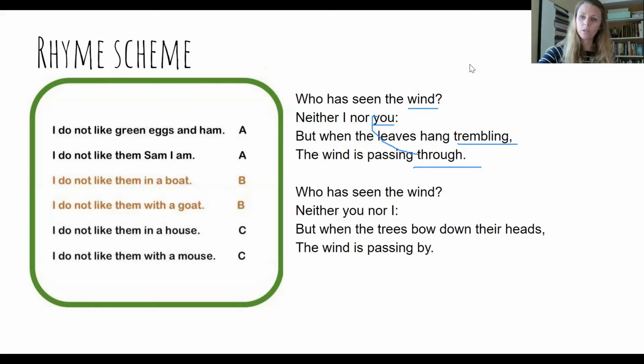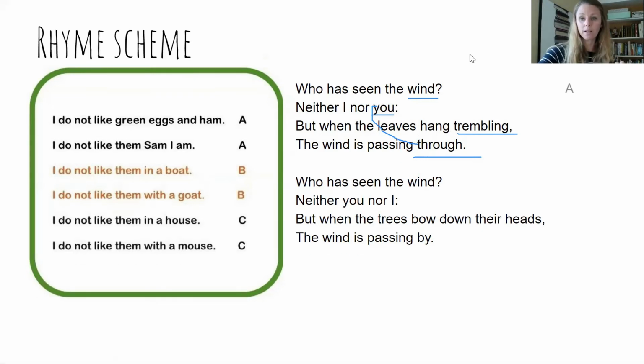Now, what sound do we start with? Or what letter? A. Okay, you. Is that rhyming with wind or is it a new sound? It's new, gets a B. Trembling. Listen to that very last syllable, ling. Wind, you, ling. Totally new sound, that's a C. Through, that rhymes with you, so we go back up to B. So this stanza is A, B, C, B.